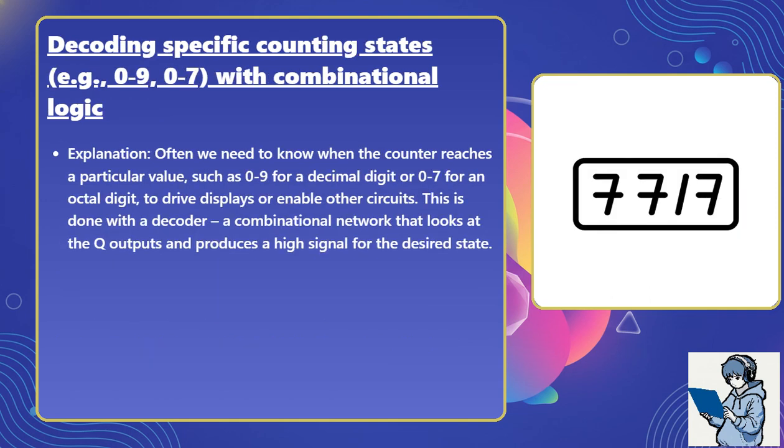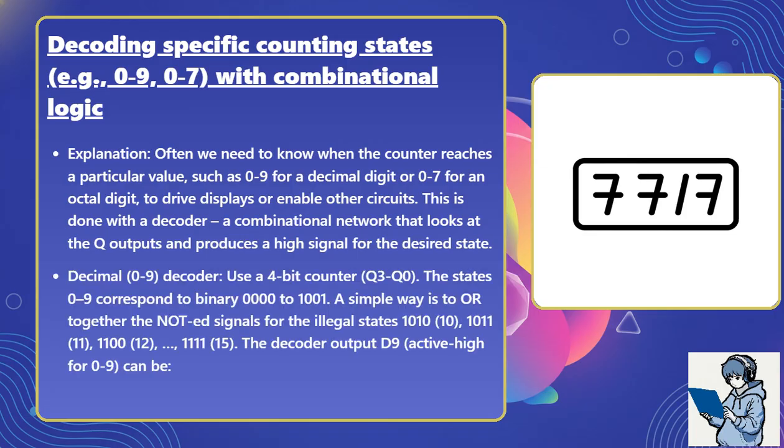Explanation: often we need to know when the counter reaches a particular value, such as 0 to 9 for a decimal digit or 0 to 7 for an octal digit, to drive displays or enable other circuits. This is done with a decoder, a combinational network that looks at the Q outputs and produces a high signal for the desired state. Decimal 0 to 9 decoder.